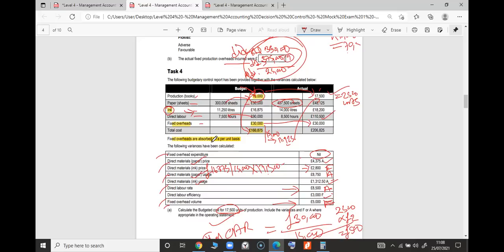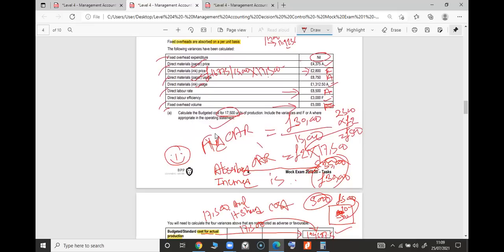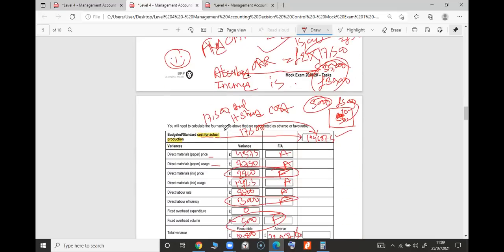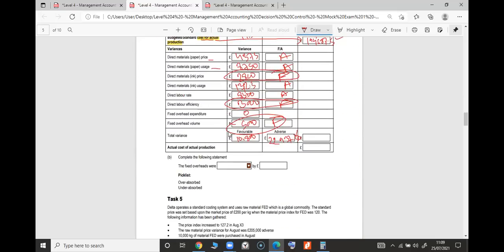Because it's fixed overhead volume, we budgeted 30,000. Fixed overhead absorption rate is 2. In terms of that volume, we basically saved 5,000 pounds, which is added to the profit, over absorption. Hope it makes sense. Okay, ultimately it's adverse. Favorable is less, adverse is high. How much is the difference? Total variance, it says 12.